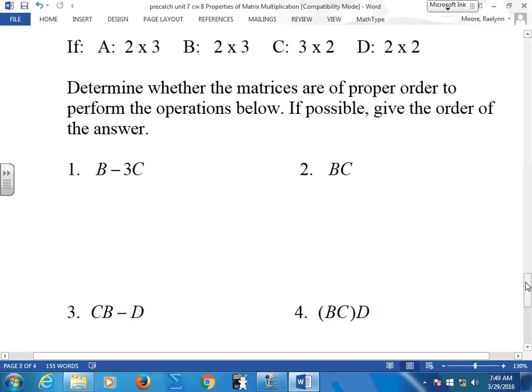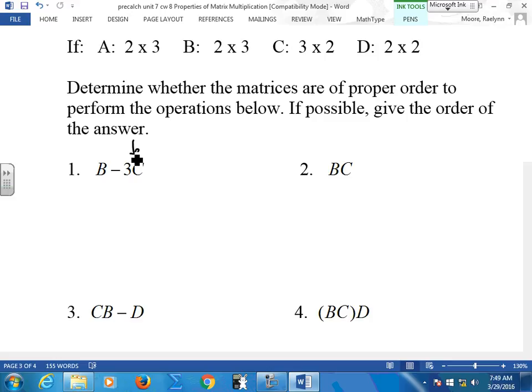Determine whether you can do these. So again, the key part here is follow your order of operations. You can multiply any matrix by a scalar. That's not going to give you a problem, right? That's going to end up in the same format that C is.